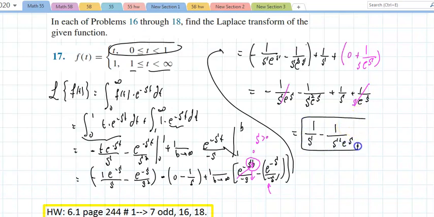Again, we're getting tables to figure this out. The homework is listed right there.